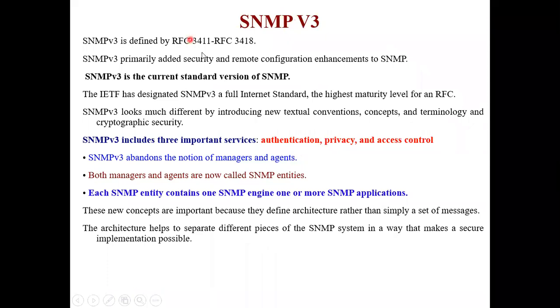Okay, so now let us start with the last version, that is SNMP version 3. Version 3 is defined by this RFC, so and so number. So in these two RFCs, version 3 was defined. What was the change in version 3? SNMP version 3 primarily added security and remote configuration enhancement to SNMP. The slide is very, very important because it tells you why we went for version 3.